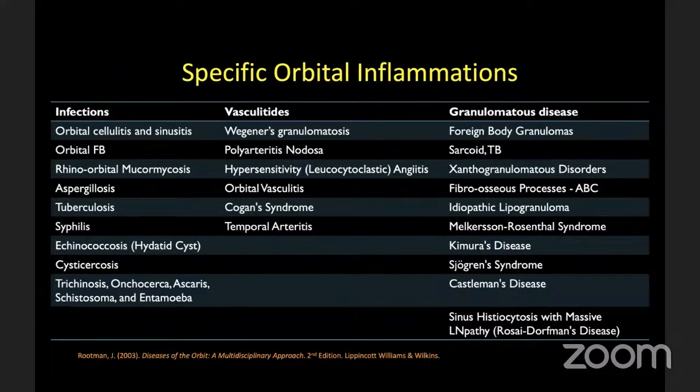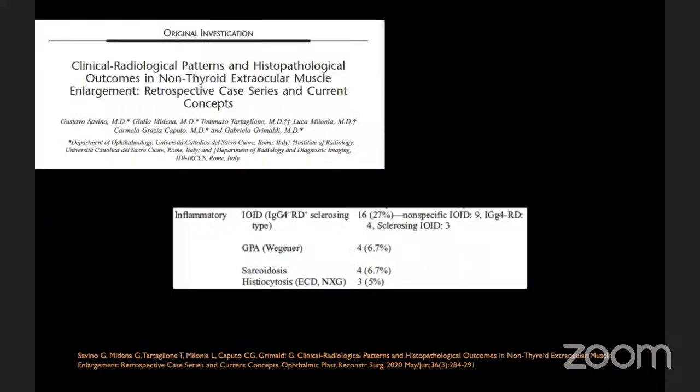So that is extremely rare. So we will just touch upon what is fairly common. An investigation was done to assess any extraocular muscle enlargement. And when this was assessed, it was known that inflammatory orbital diseases were the most common reasons for this, whether specific or non-specific. And second most common, contributing to about 6.7%, was the Wegener's.